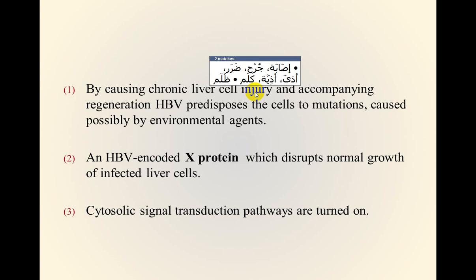The immune cells kill them. What will the liver do? It will do cellular proliferation in order to compensate the lost ones, okay, and accompanying regeneration, HBV predisposes the cells to mutation. This continuous death and regeneration of the cells makes them liable to acquisition of mutations.